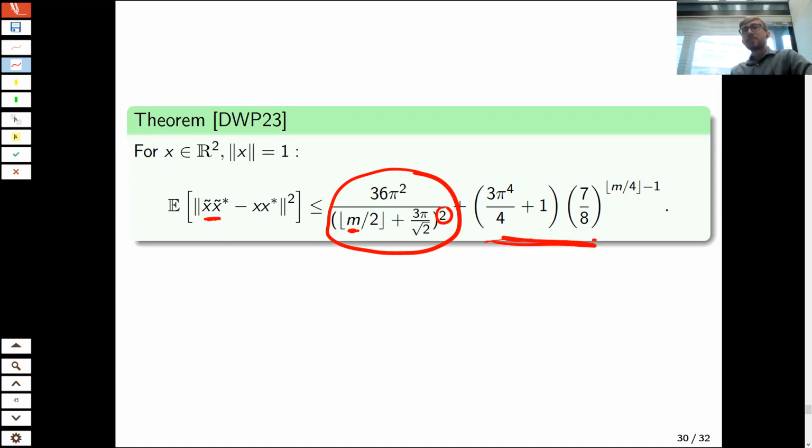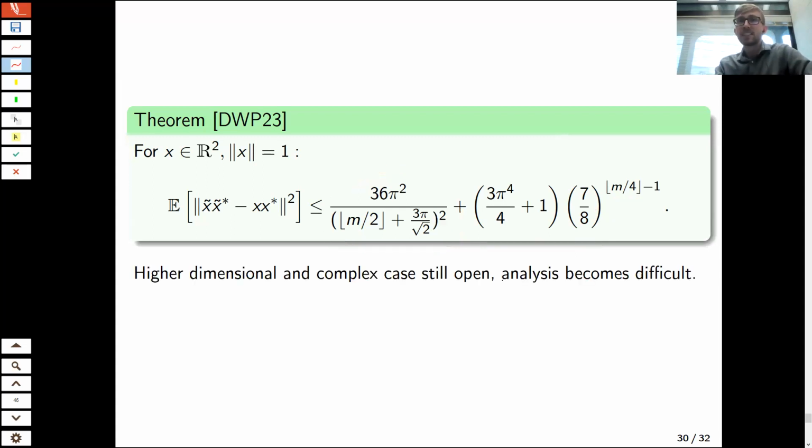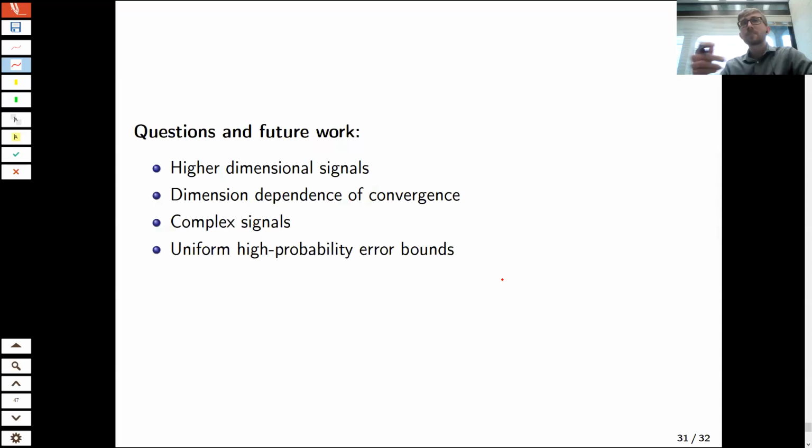And then this term is exponentially decaying in m, since we have 7/8 to some power of m. So this term goes away very quickly, but it is probably the term that governs that initial phase of the convergence, which is slower in higher dimensions. For the higher dimensional and complex cases, we've tried to look at them, but it's quite difficult, and we've bashed our heads against it for a while. We made a little bit of progress, but we don't have a theorem. So that's where we are.